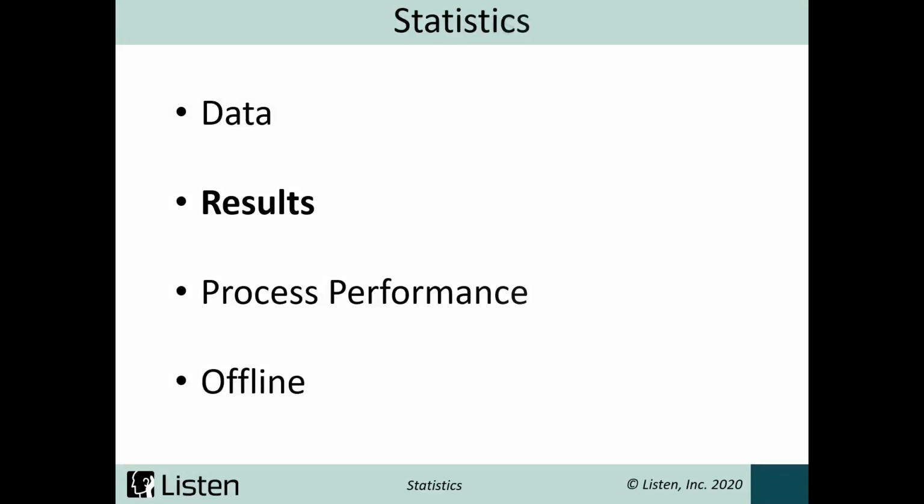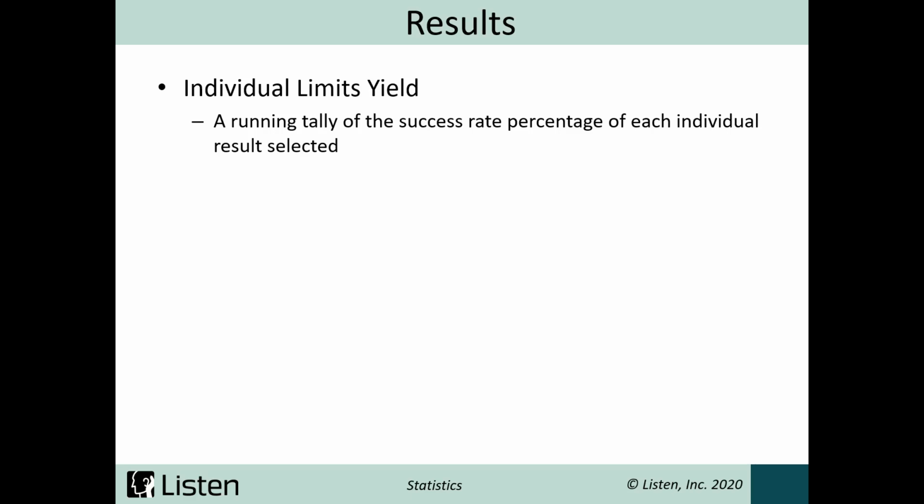In this video, we'll go over taking statistics on results in SoundCheck. When taking statistics of results, we can output an individual limits yield. This is the running tally of the success rate percentage of each individual result selected.